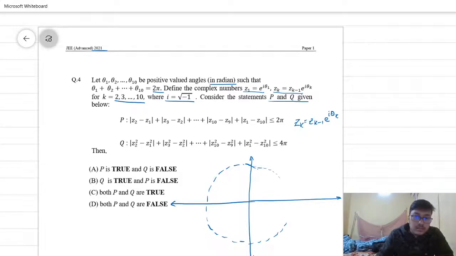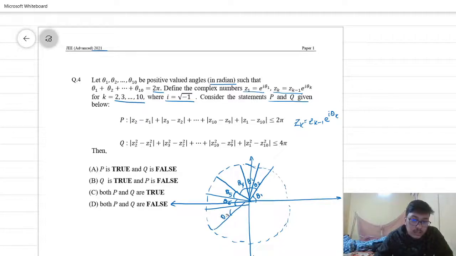Let this be a circle of radius 1. Then suppose this is theta 1, theta 2, theta 3, theta 4, theta 5, theta 6, theta 7, theta 8, theta 9, and this is theta 10.